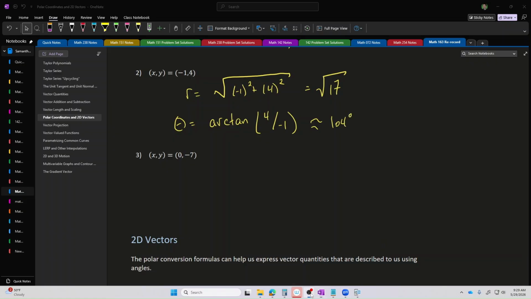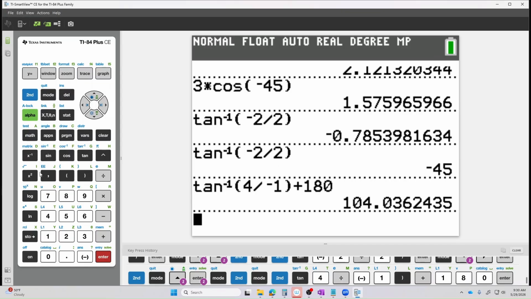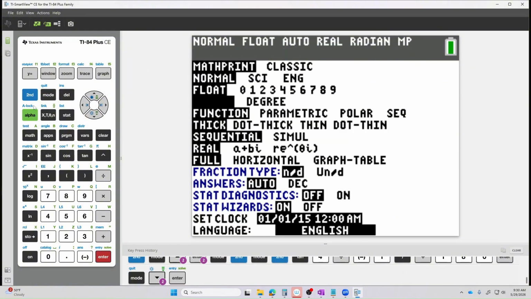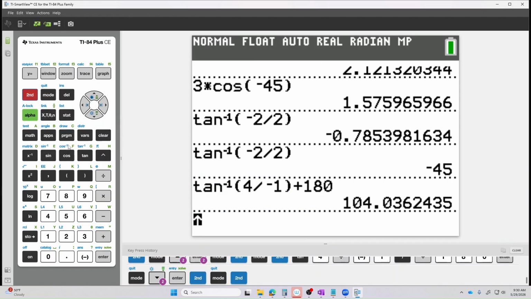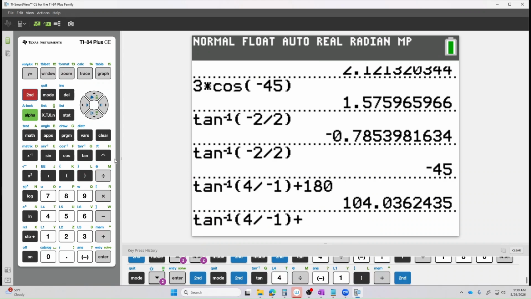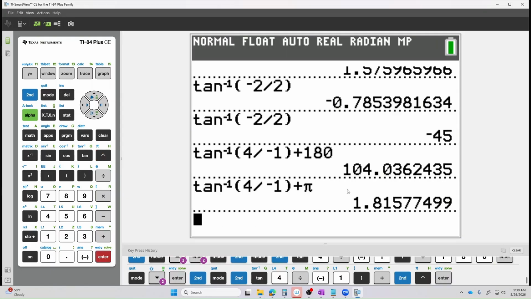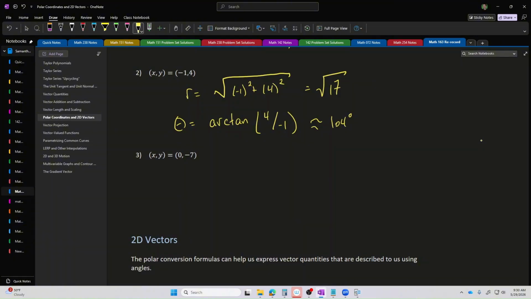If my calculator were in radians mode instead, then I would need to add pi radians to the result to get the correct answer. So if I change the mode to radian, and I go ahead and do arctan of 4 divided by -1, in this case, I'm going to be adding pi radians to get the correct answer, which is 1.8 radians, which I could report as 1.8 with no units attached.